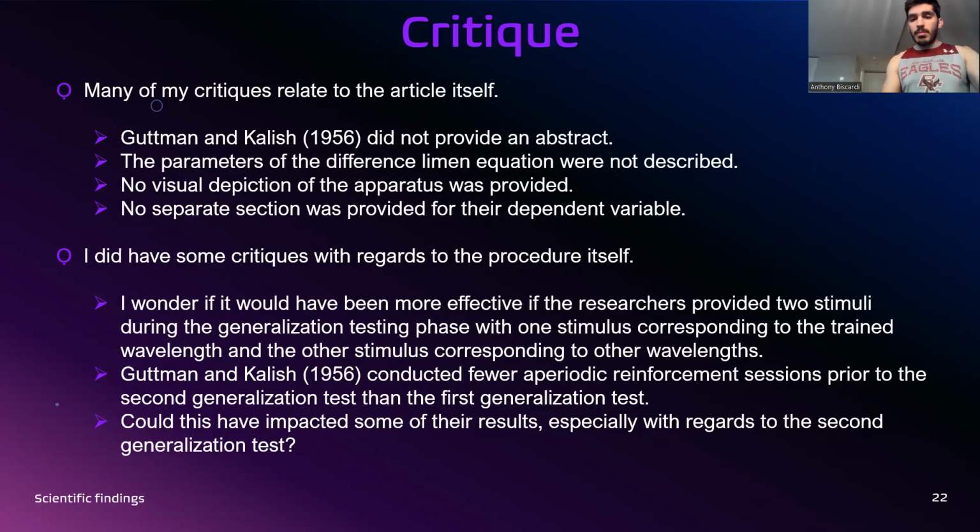Also, they conducted fewer aperiodic reinforcement sessions prior to the second generalization test than the first generalization test phase. Remember, there were only like three prior to the second generalization test phase, and I wonder if this could have impacted their results in some way, even though the generalization gradients in the second test phase were just smaller versions of the first one. I do wonder if it did matter a little.